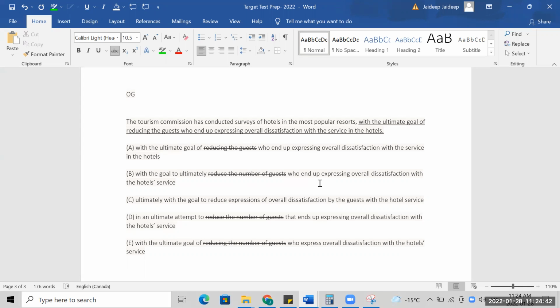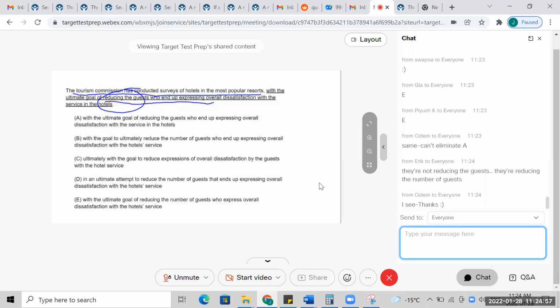But when the GMAT says reducing the guests, we're going to take the GMAT at its word and realize that this version doesn't make sense. We're not reducing the actual guests, we're making them smaller. Are they losing weight? We're making the guests smaller who end up expressing dissatisfaction. That can't be right. So this version is out. Okay, that was sort of an easy out if we're paying attention to meaning.